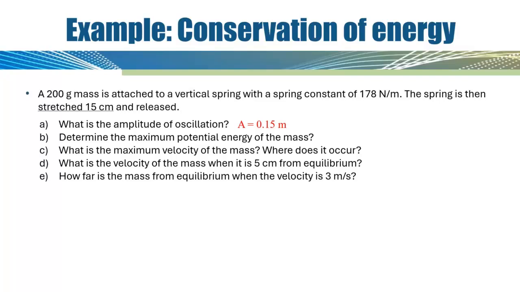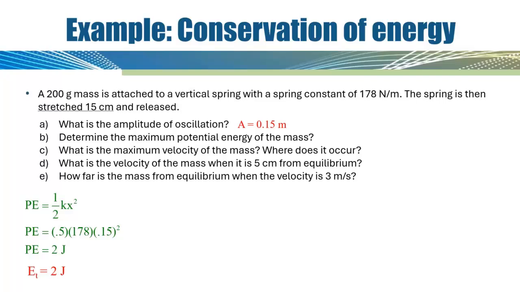Letter B, determine the maximum potential energy of the mass. So let's use our potential energy equation. Potential energy is 1/2 kx squared. We have 1/2 times 178, and our x, we know that potential energy is a maximum at an end point, so I made sure that I put in the maximum displacement, and the potential energy at the end point is 2 joules. But we also know that at the end point, there is no kinetic energy. So that tells me that the total energy of the system is 2 joules.